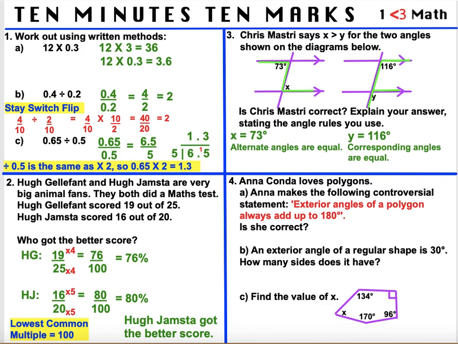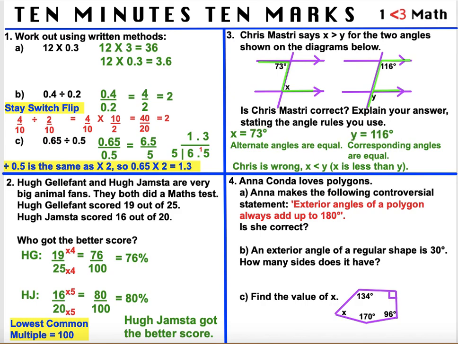Now that means that we can go back to what Chris said. X is greater than y. Well, no, it's not, because 116 is greater than 73. So Chris is wrong. X is less than y. So that would be a suitable explanation for this question. I'll just move this so it's all clear.